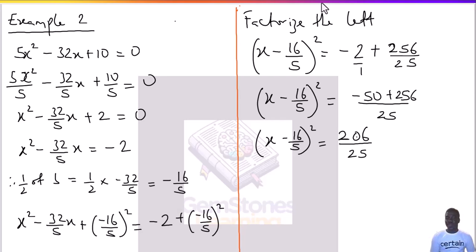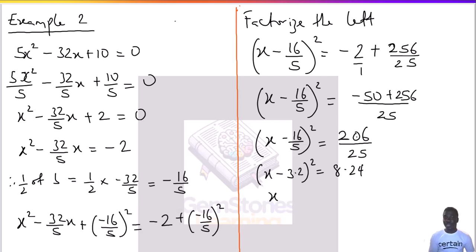So from here, what can we do? Find the square root of both sides. When looking at this, I'm going to have a decimal number, so let's just make everything decimal. So this will become (x minus 3.2) all squared is equal to 206 divided by 25, and that will be 8.24. So find the square root of both sides.